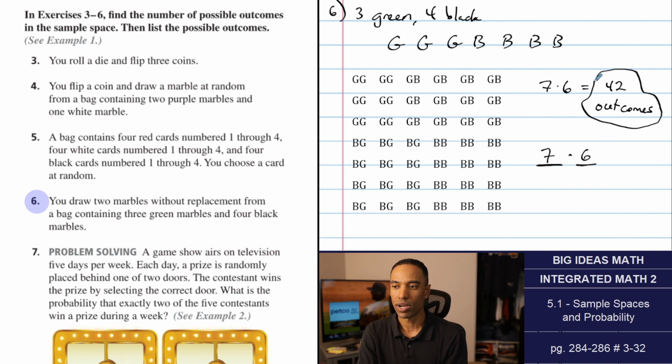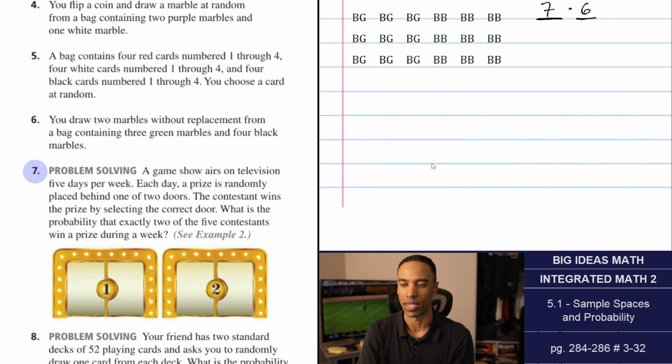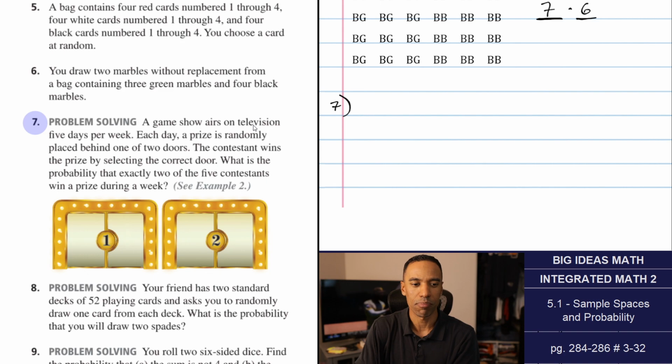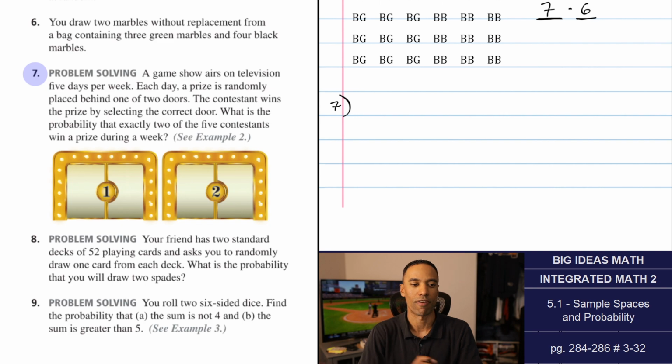All right, that was pretty long for those first 4, especially since we had to list the things out. Let's see if we have to keep going with that. Number 7 on problem solving. A game show airs on television 5 days per week. Each day, a prize is randomly placed behind one of 2 doors. The contestant wins the prize by selecting the correct door. 50% chance. What is the probability that exactly 2 of the 5 contestants win a prize during a week?